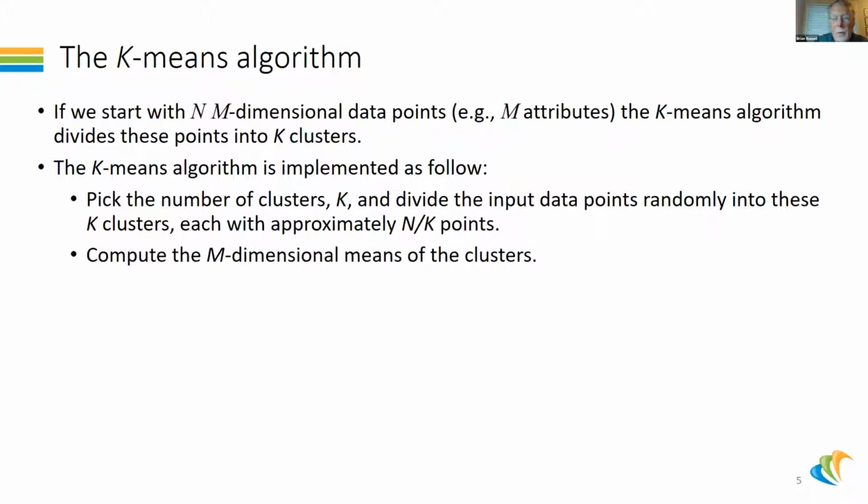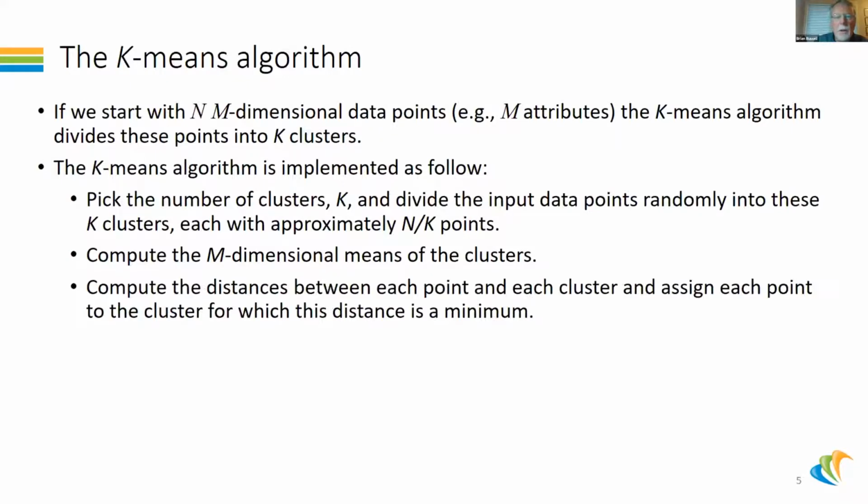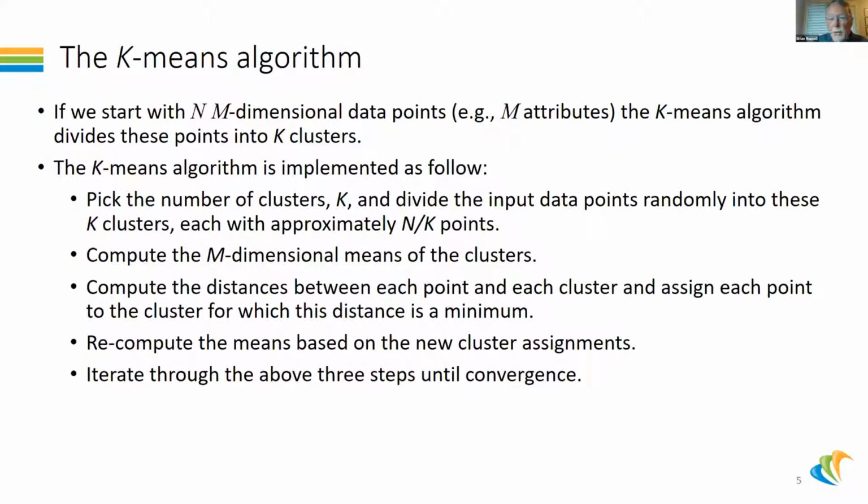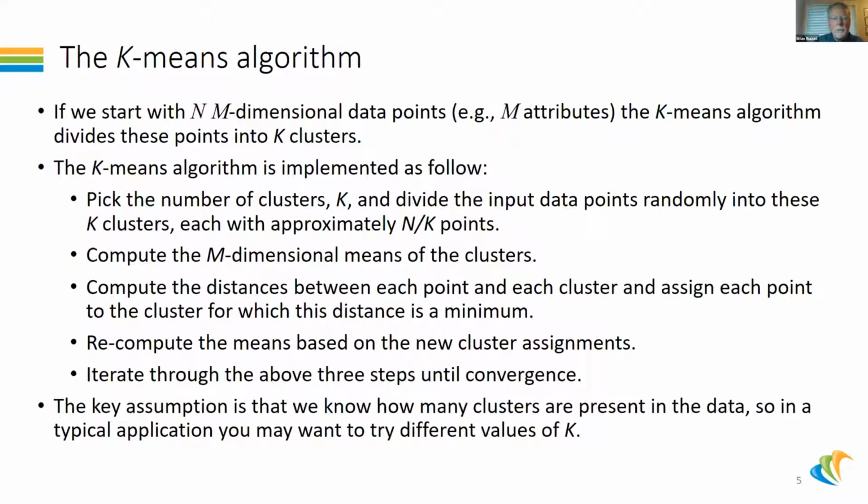Then you compute the m-dimensional means of the clusters. You compute the distances between each point and each cluster and assign each point to the cluster for which the distance is a minimum. And the key concept here is distance. What do we mean by distance? I'll explain that in a second, that there are different interpretations of distance. Then you recompute the means based on the new cluster assignment, and you iterate through the above 3 steps until convergence.